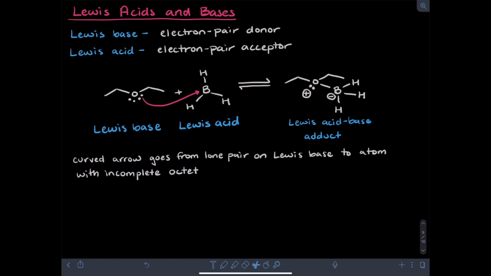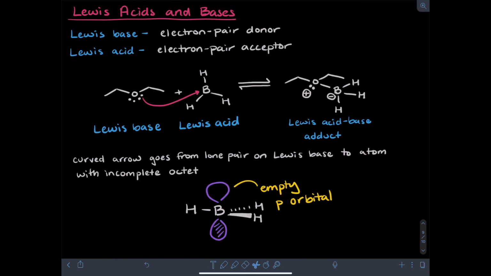Your curved arrow always goes from a lone pair on the Lewis base to the particular atom that has an incomplete octet. Anytime you see BH3, remember that it has an incomplete octet and an empty p orbital. This Lewis acid-base reaction allows the boron to obtain a complete octet.